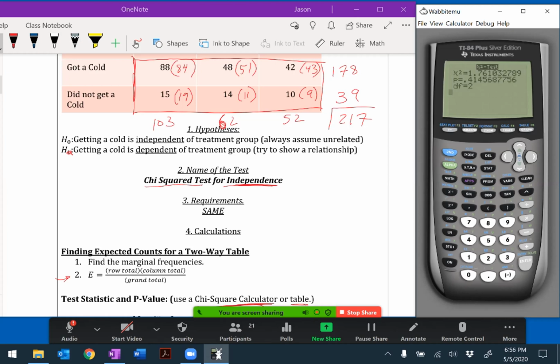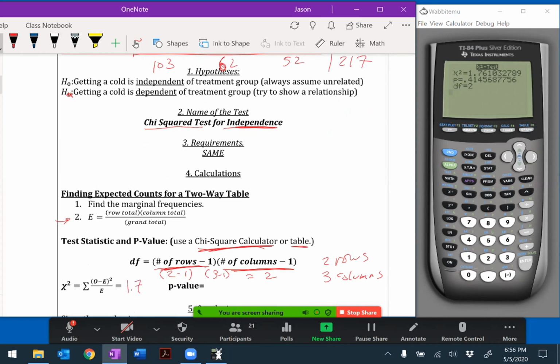And I hit calculate, and it tells me my chi-square is equal to 1.761. And what's my p-value? My p-value was 0.74146, right? And what's my degrees of freedom? It even tells me my degrees of freedom is 2, which is what it should have been. The degrees of freedom should be 2.